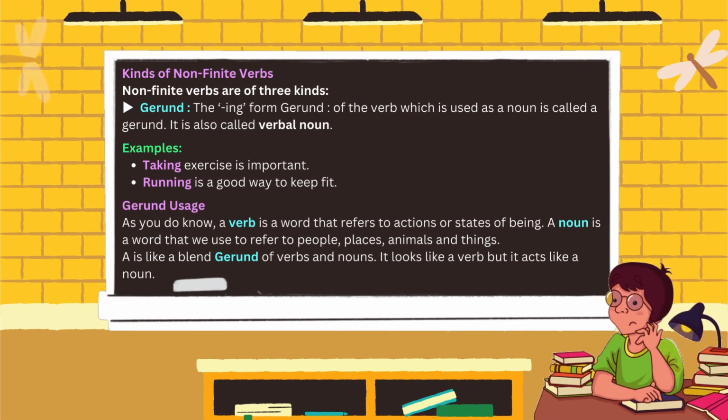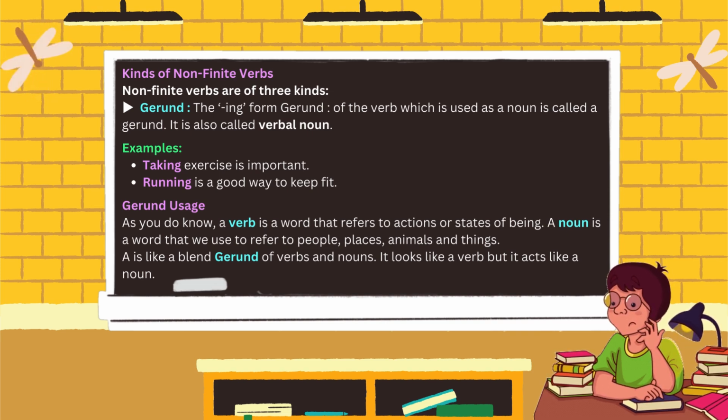Kinds of non-finite verbs. Non-finite verbs are of three kinds. Gerund. The ing form of the verb which is used as a noun is called a gerund. It is also called a verbal noun. Examples. Taking exercise is important. Running is a good way to keep fit.